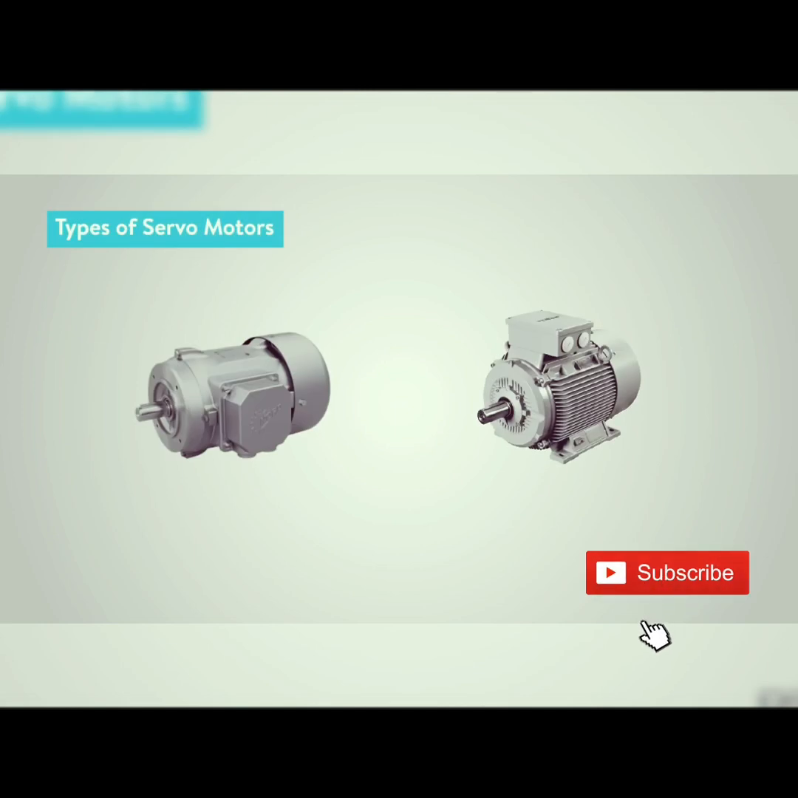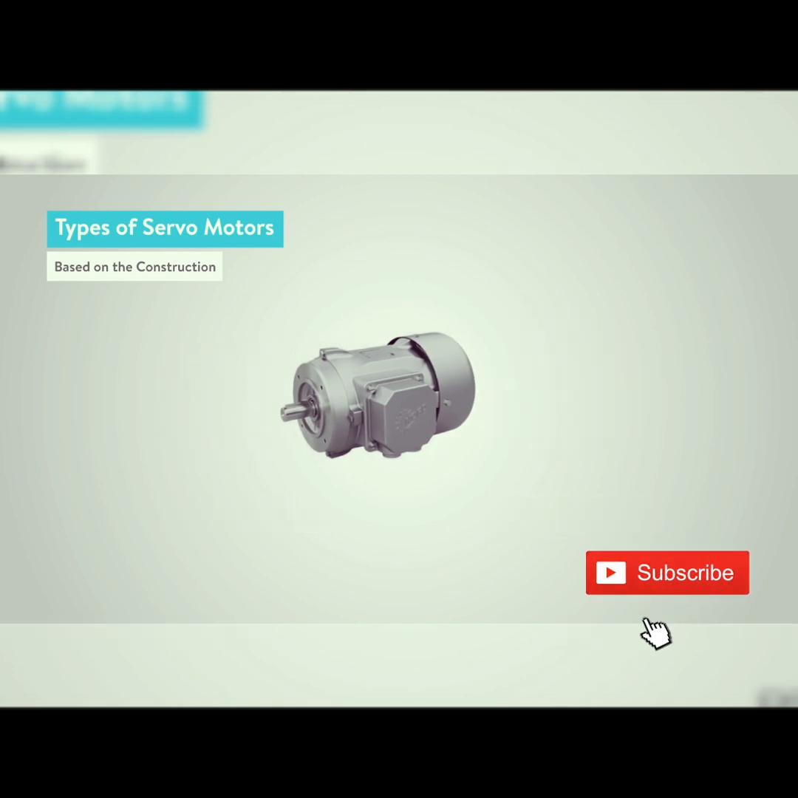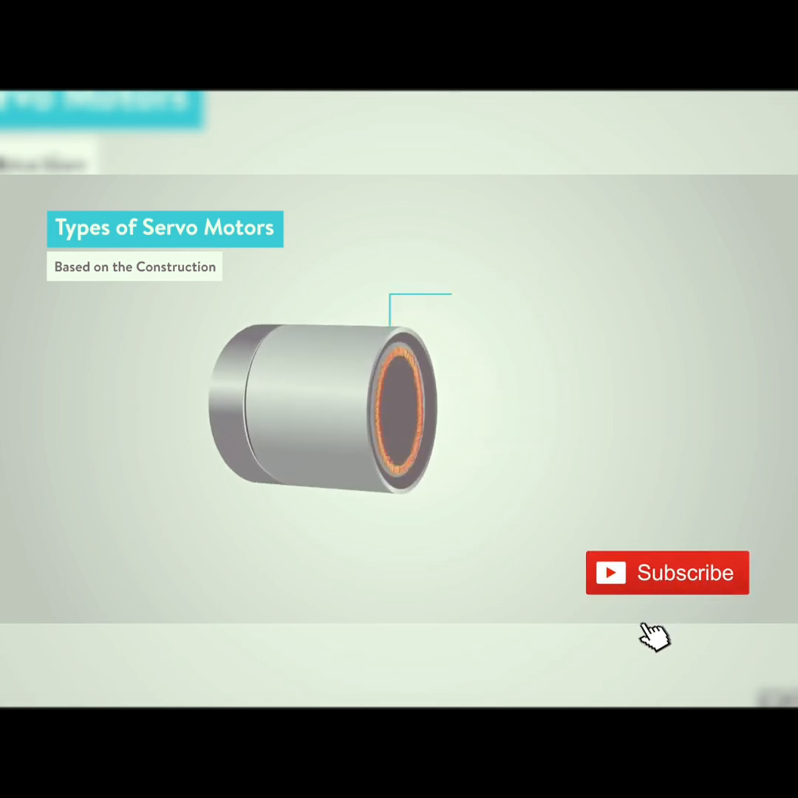The working principles of an AC servo motor are based on the construction, with two distinct types of AC servo motors. They are synchronous and asynchronous, or induction. The synchronous AC servo motor consists of a stator and rotor. The stator consists of a cylindrical frame and stator core. The armature coil is wound around the stator core, and the coil is connected to a lead wire through which current is provided to the motor.